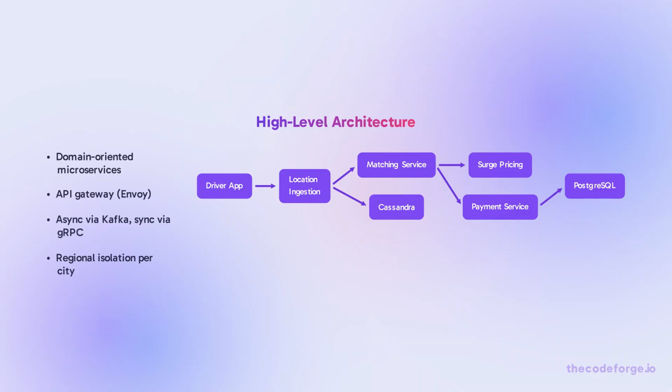Uber operates a domain-oriented microservices architecture. Each domain owns its data and exposes APIs via an API gateway. Services communicate asynchronously through Kafka and synchronously through gRPC. The architecture is regionally isolated for fault tolerance.